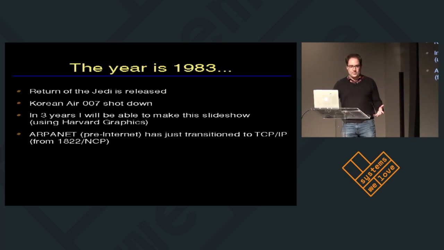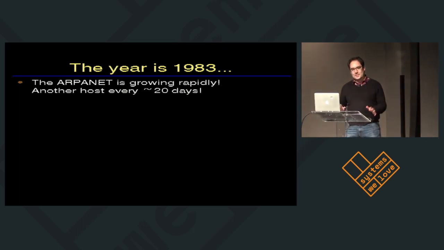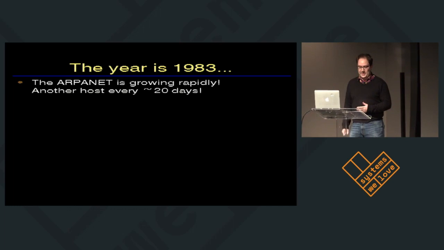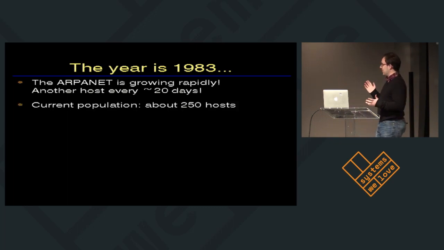So the ARPANET, while we're talking about it, at this point in time is growing very rapidly. There's another host popping up on the network about every sort of 10 to 20 days, which equates to tens of new hosts a year, which is an amazing rate at this time. The current population is probably about 250 hosts. It was hard to get a firm number on this, but it's about enough to fill a Class C subnet.